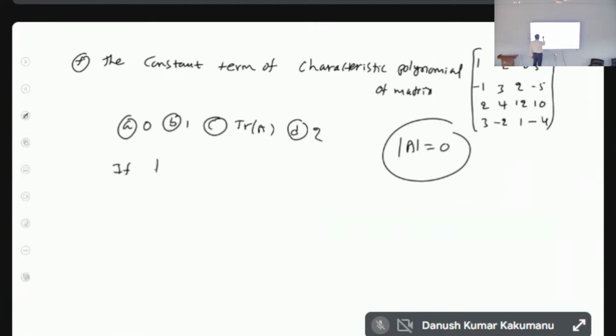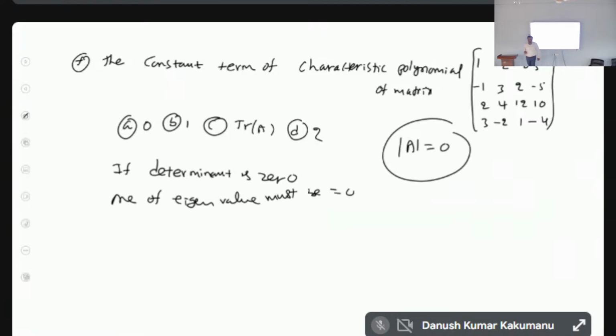If the determinant is 0, one of the eigenvalues must be 0. Yes or no? One of the eigenvalues must be 0. If one of the eigenvalues is 0, what happens here? Because this is a 4 by 4 matrix, you will get a fourth degree polynomial. Taking some example: lambda power 4, 6 lambda cube, 11 lambda square.